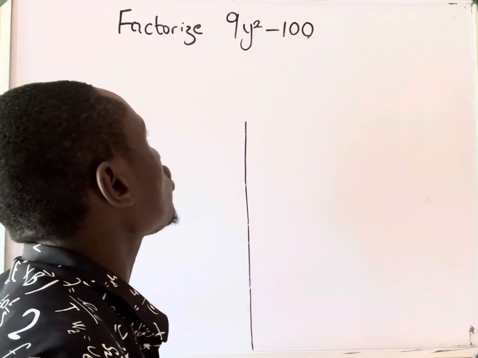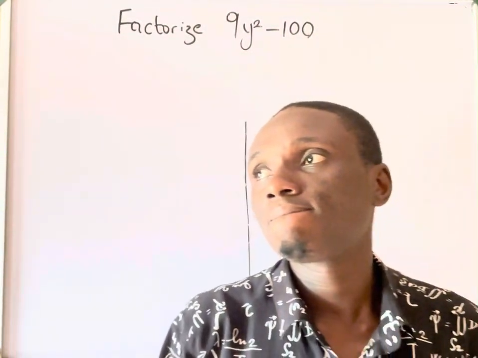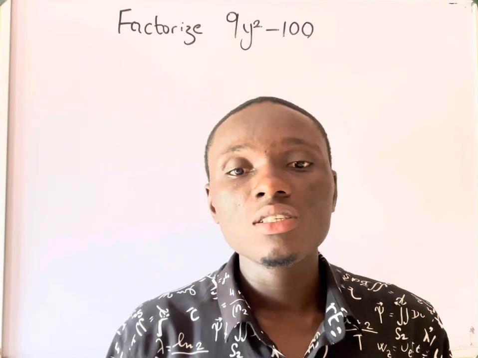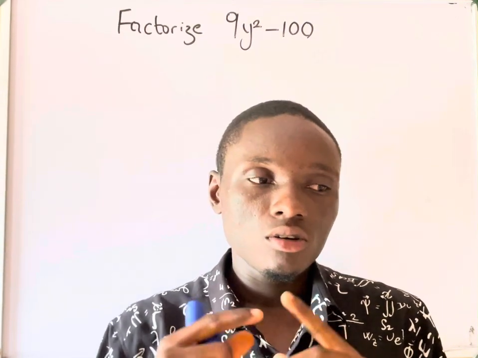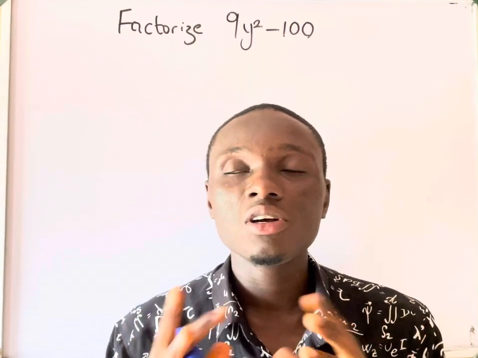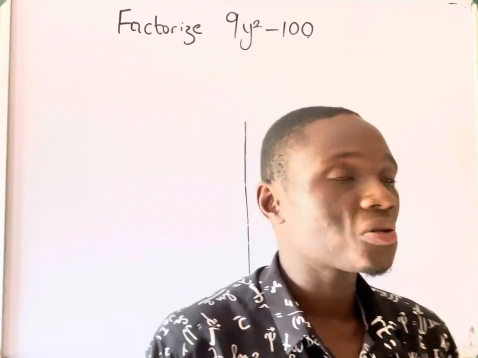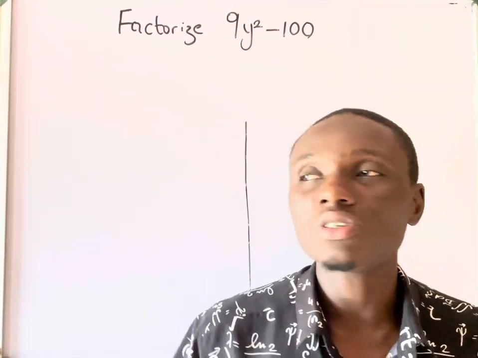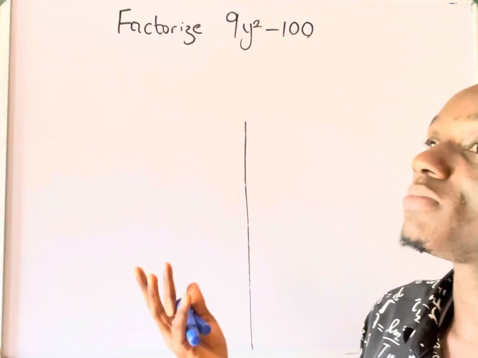Factorize 9y squared minus 100. Factorize means bring out something common. Bring them together in brackets. Or just check what is common to these two terms, because we have two algebraic terms here.